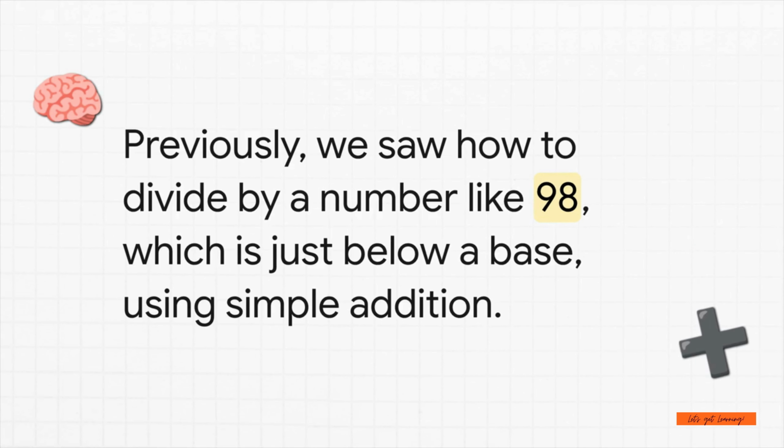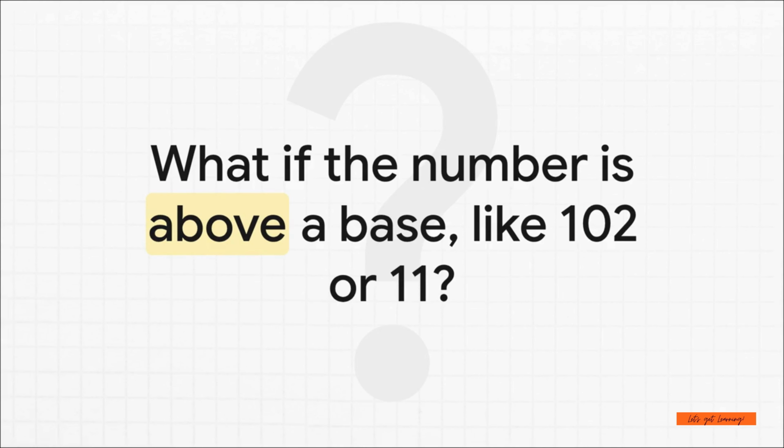You might remember from a previous explainer how we tackled dividing by a number like 98, something just below a nice round base number. We used its complement, 02, and a really simple addition process to get the answer in one clean line. But that begs the question, right? What happens when the number is just above a base? Does the whole elegant method just fall apart if we're trying to divide by something like 11 or 102? Or is there another trick up our sleeve?